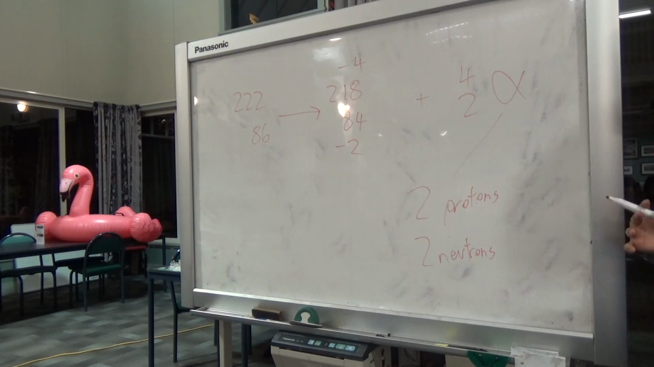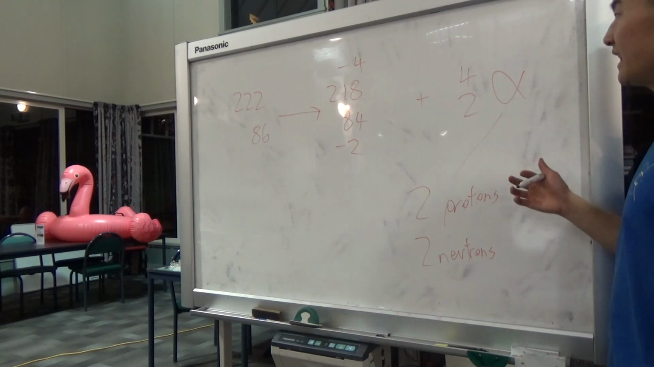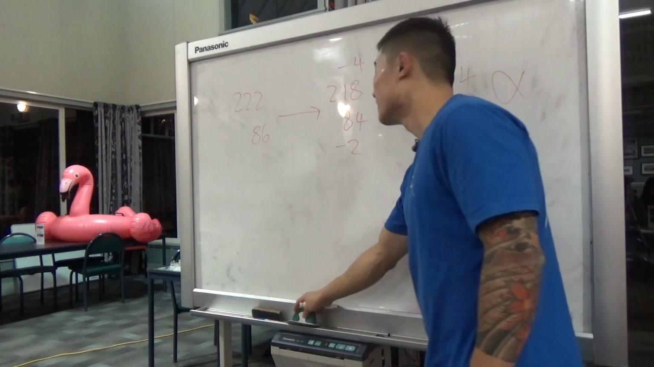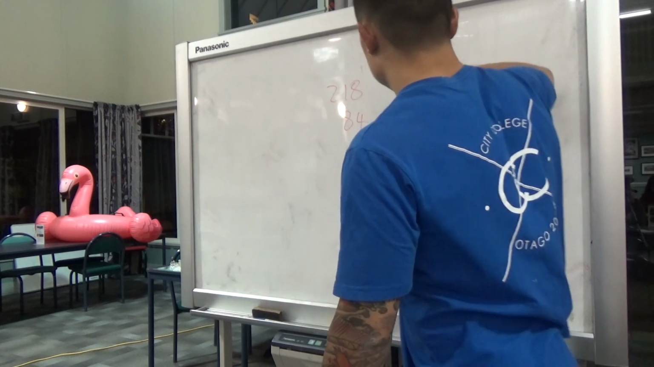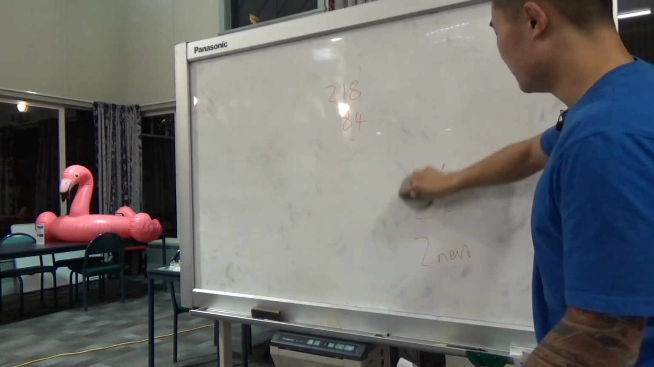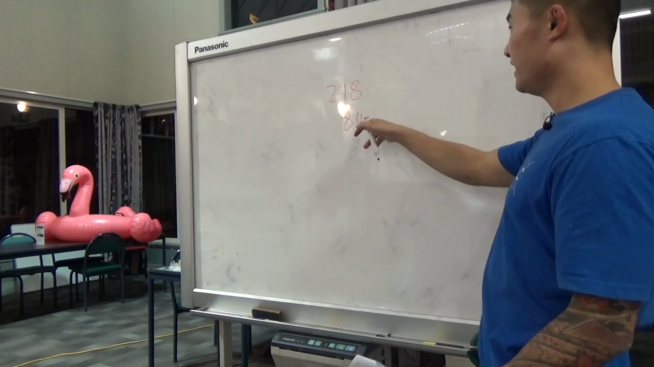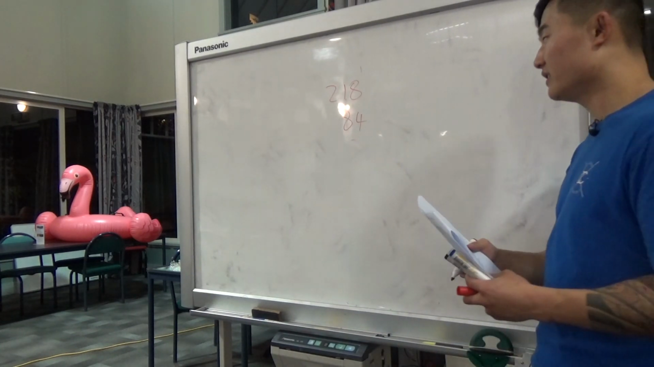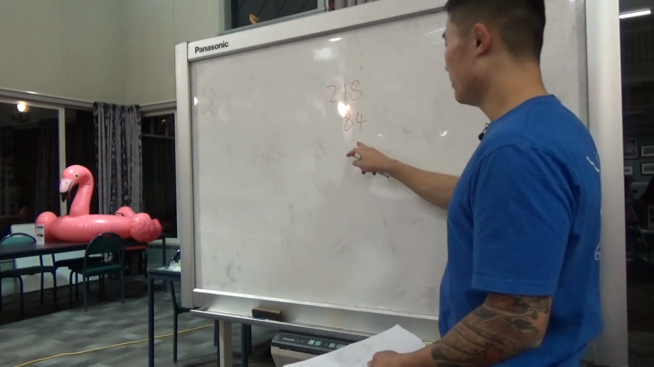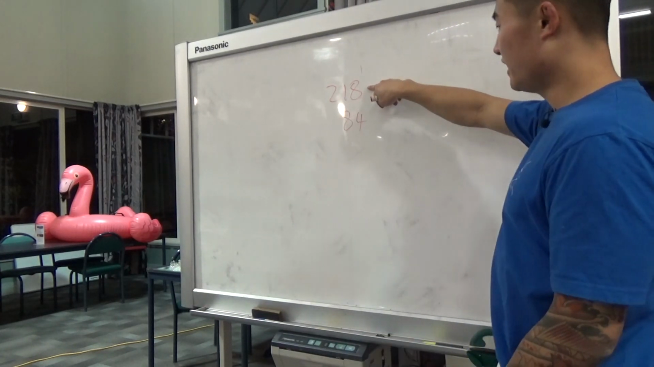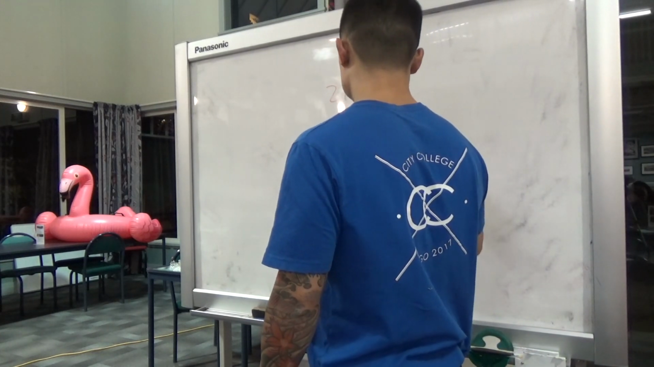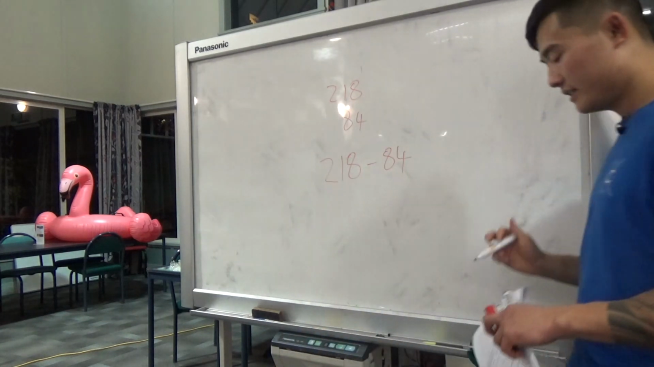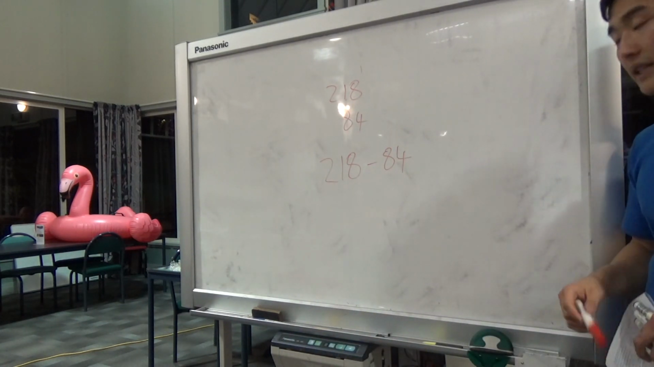Okay, so it's important to remember that because in past exams they have asked you, they'll just give you something like this one here, and they'll say, how many neutrons are there in this atom here? Okay, so the number of neutrons is the number of nucleons minus the number of protons. So the number of neutrons would just be 218 minus 84, right? So just keep that in mind.